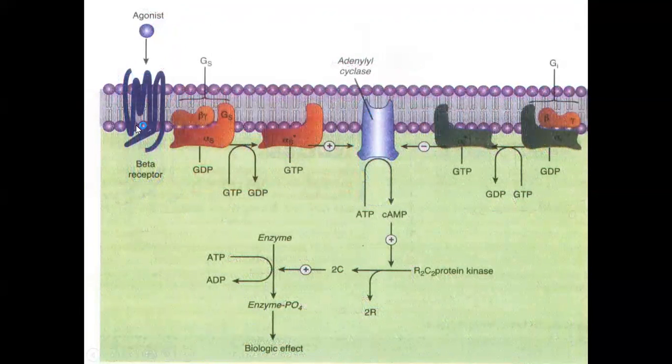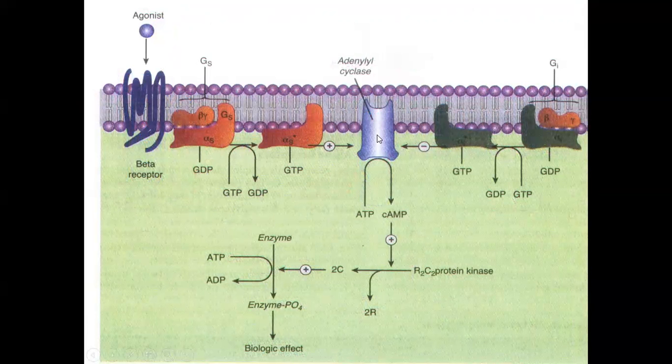Now, this signaling mechanism is for the beta receptors, where the Gs pathway is the stimulatory pathway. GDP is converted into GTP, and here, whenever this subunit is activated, it further stimulates the adenyl cyclase enzyme.